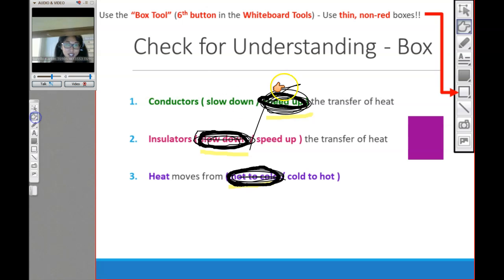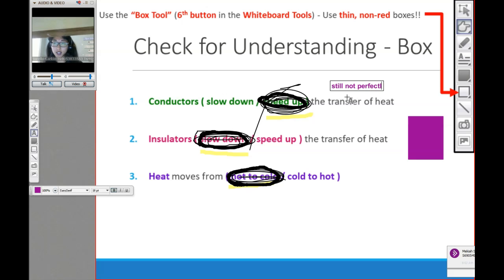Yes, so conductors will speed up the transfer of heat, right? Again, will it be instantaneous? Will heat completely transfer right away? Tell me in the chat box, are conductors instantaneous? Right, so conductors speed it up, but it's still not perfectly instantaneous. Whereas insulators will slow down the transfer of heat.